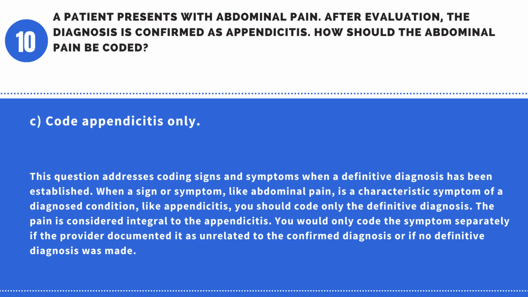Answer: C. Code appendicitis only. This question addresses coding signs and symptoms when a definitive diagnosis has been established. When a sign or symptom, like abdominal pain, is a characteristic symptom of a diagnosed condition, like appendicitis, you should code only the definitive diagnosis. The pain is considered integral to the appendicitis. You would only code the symptom separately if the provider documented it as unrelated to the confirmed diagnosis or if no definitive diagnosis was made.